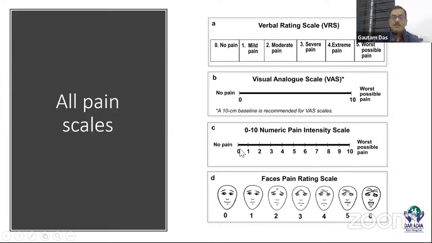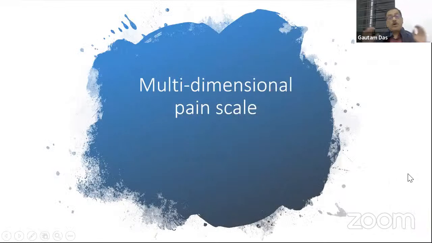Numerical scale is similar, but here the numbers are there. In the visual analog scale, numbers are not there, but sometimes the scale might have numbers. But here the number is important, and the patient will be telling, okay, 4 or 5 or like that. And the facial rating scale is by face; you are trying to understand it. Now, these pain scales are all unidimensional, meaning that we are assessing only the sensory or physical component.